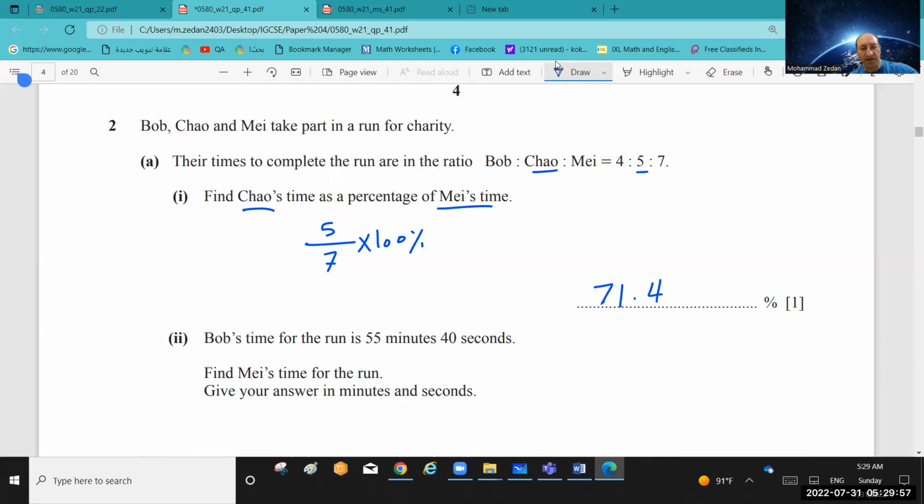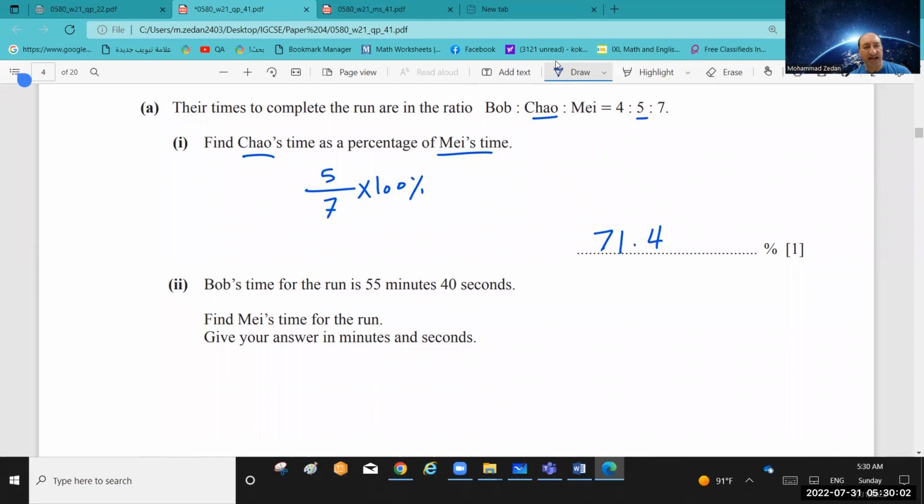Bob's time for the run is 55 minutes and 40 seconds. Find May's time for the run. Give your answer in minutes and seconds. So I need a ratio between Bob and May. Bob and May is the first one, third one. So Bob to May is 4 to 7. The time Bob takes for the run is 55 minutes 40 seconds.